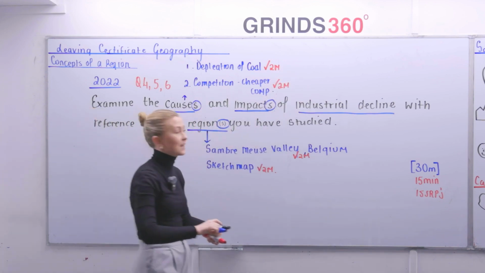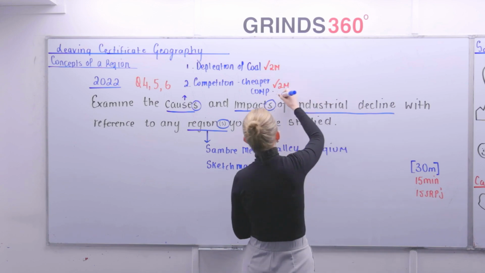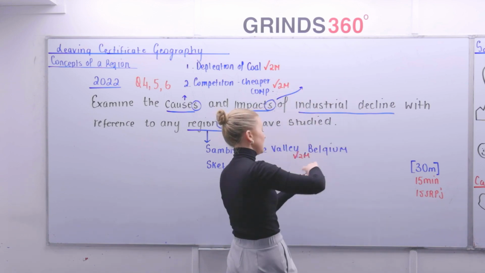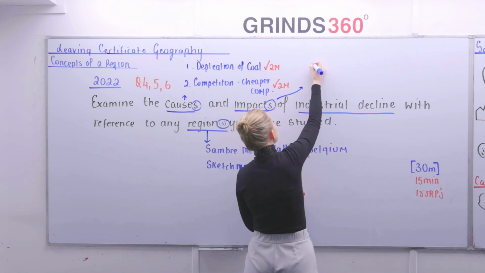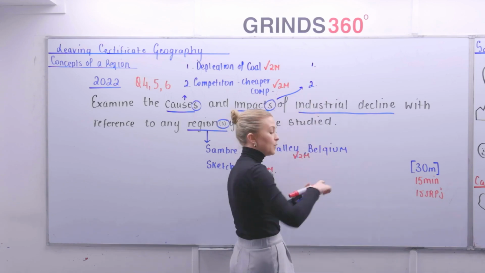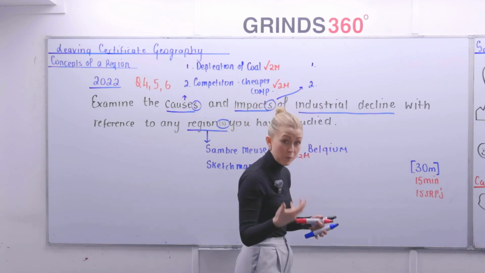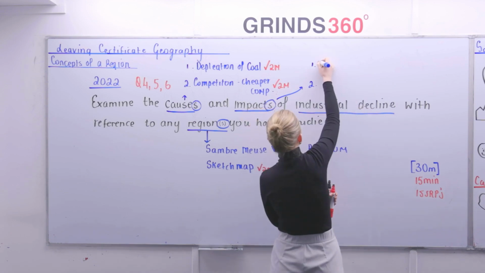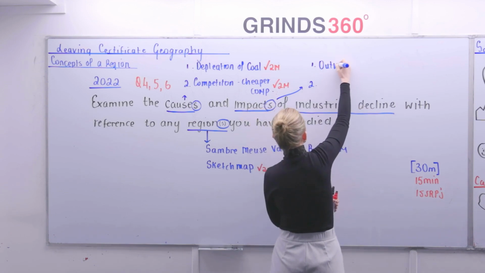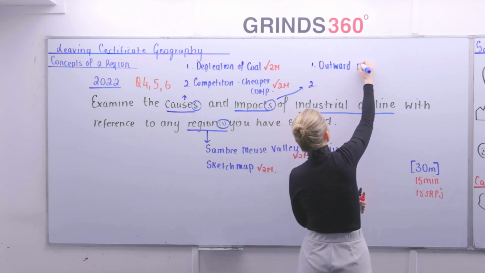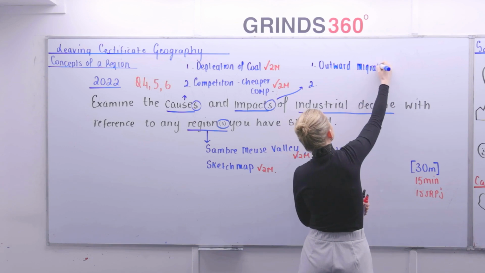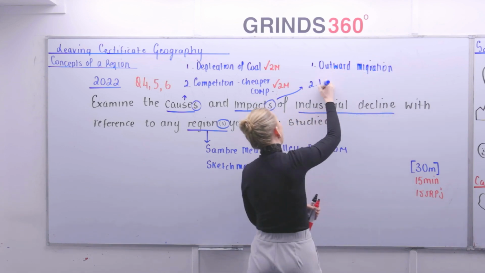What are the impacts? The impacts of industrial decline. Now, there's a lot of different impacts we can have, but here's just 2. Visible scars on the landscape could be 1, but easy ones to remember would be outward migration, and high unemployment.